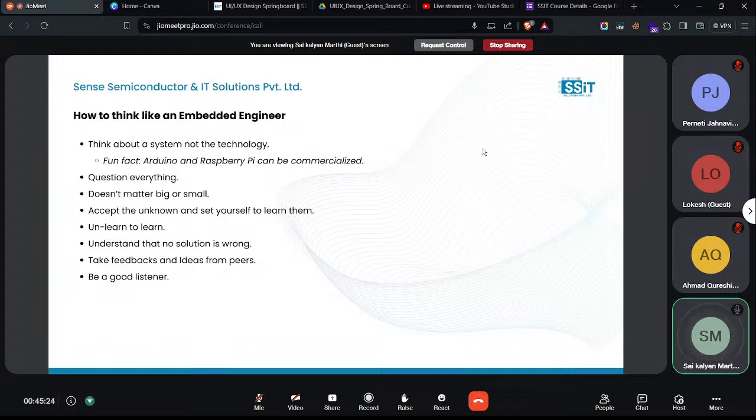And take feedback from peers, from whoever you are working with, or whoever is with you, your friends or anyone. And be a good listener. Listen to everything before reacting. Listen to what the other person is trying to say. Maybe we think the other person is saying something wrong, but listen till the end. Maybe there is a particular point which can make everything correct. Till the end we don't know what they meant. So an embedded engineer should always be a good listener to develop in our own career.